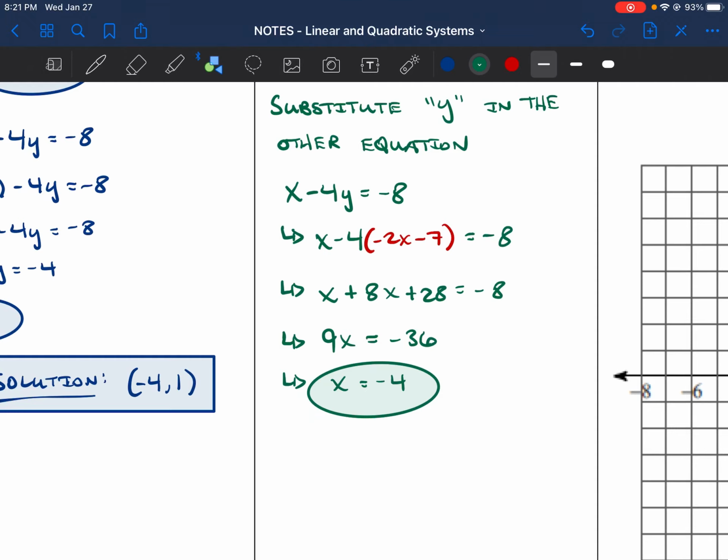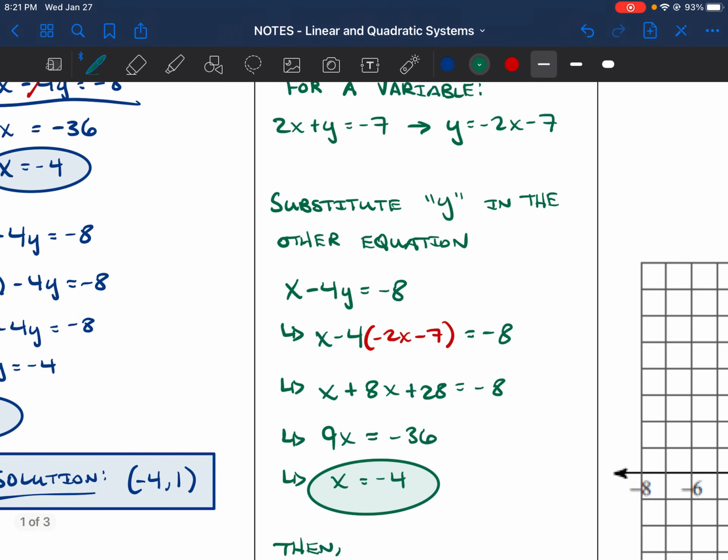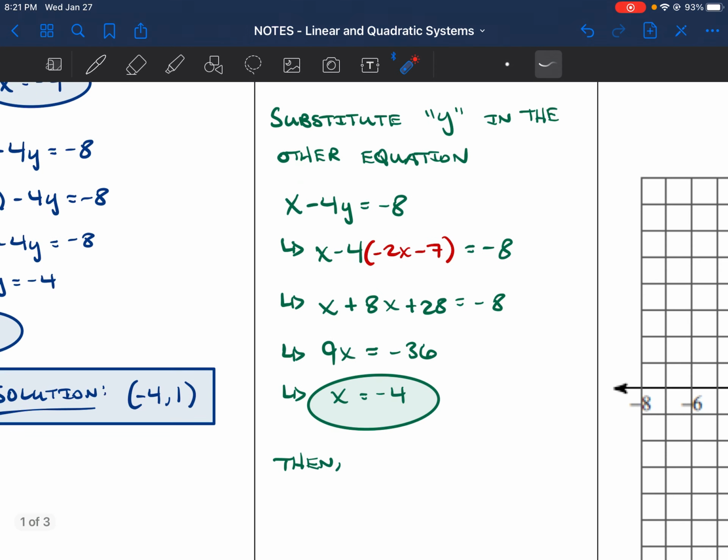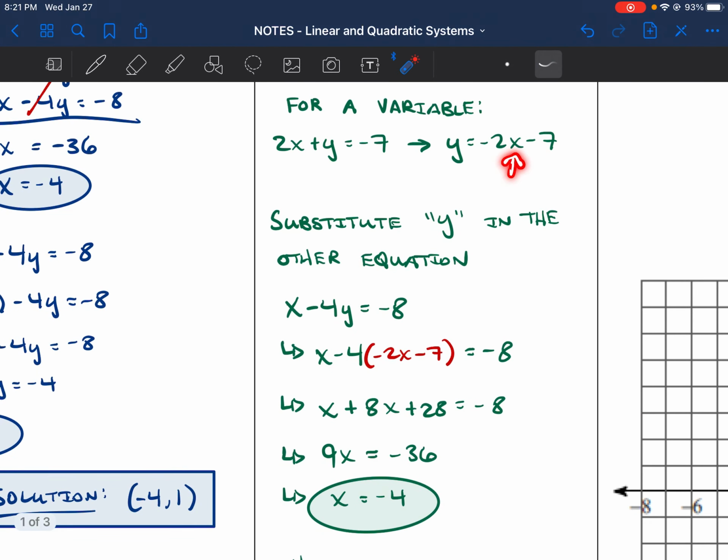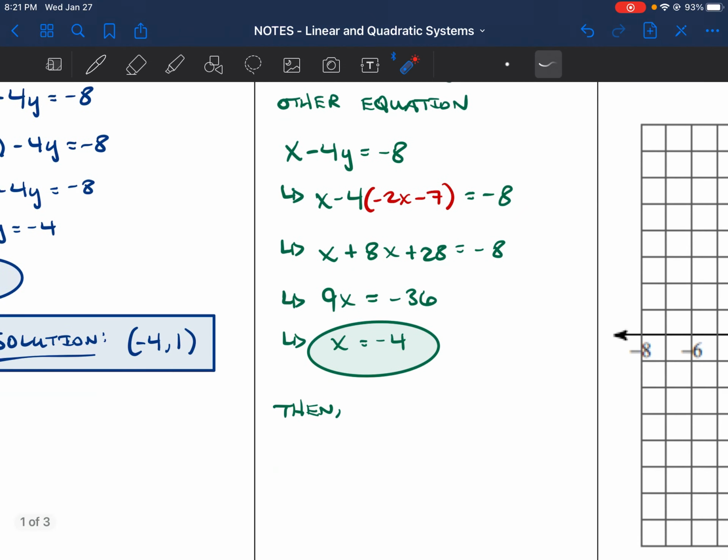Then we'll go ahead and plug in negative 4 into one of the two equations. I'm going to choose y equals negative 2x minus 7. Notice the reason I'm doing that is we've already isolated for y. And if I just plug in x equals negative 4 right there, it's going to really quickly and easily solve for y for me. So we have y equals negative 2x minus 7.